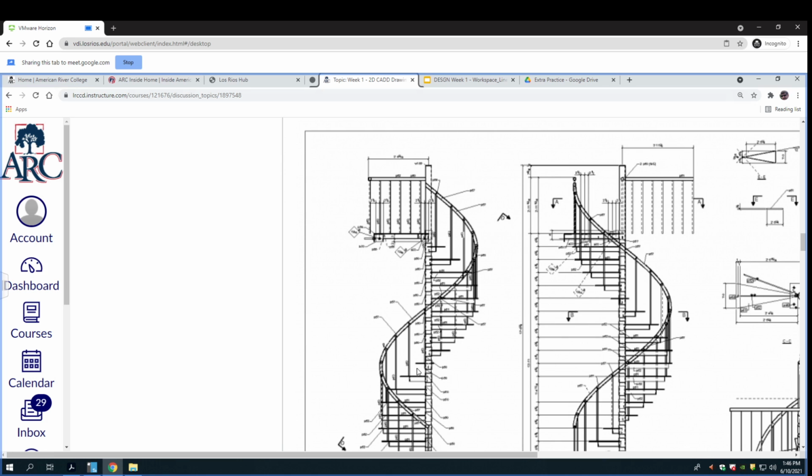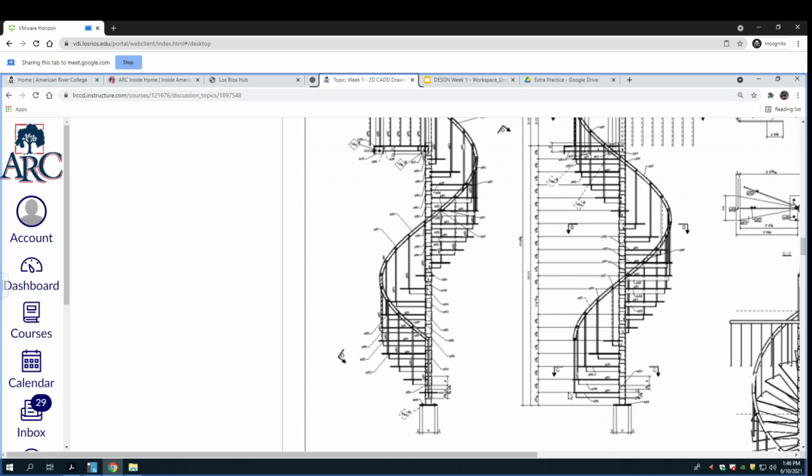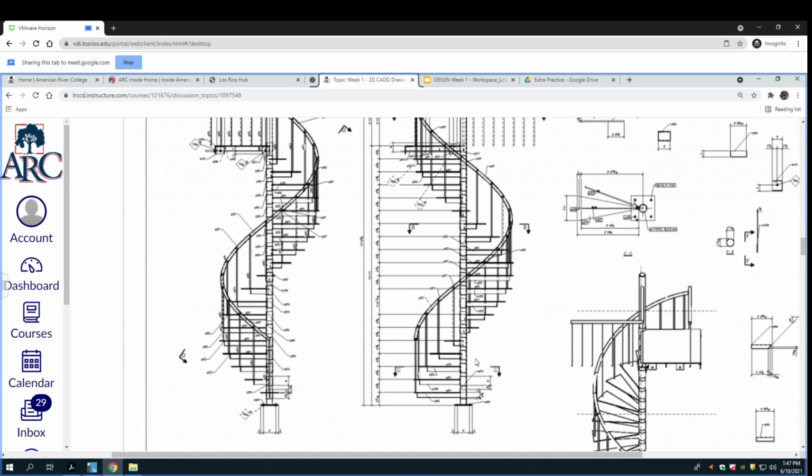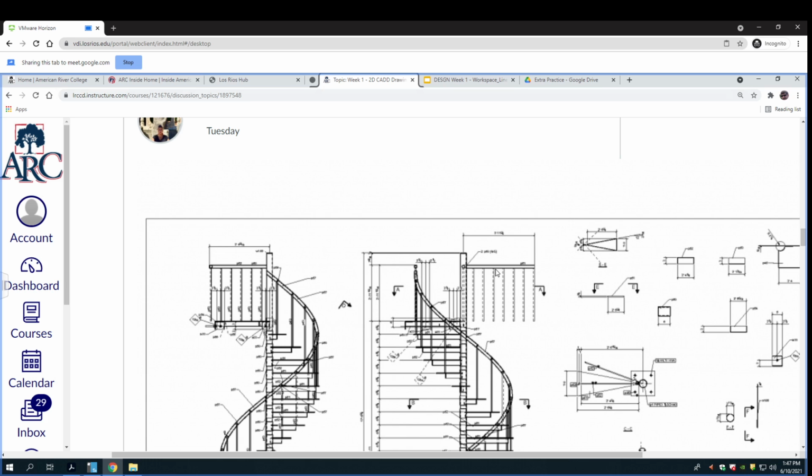So that's kind of a cool drawing. And look, it's even got the footing. It's showing how the footing has to work. So there's a lot of detailed design in this. It's got the rails that are needed on the upper side.